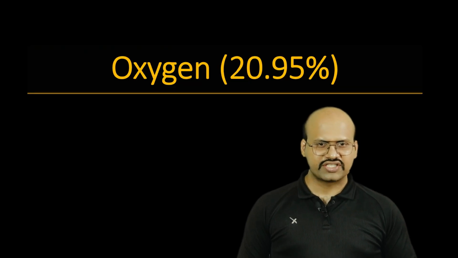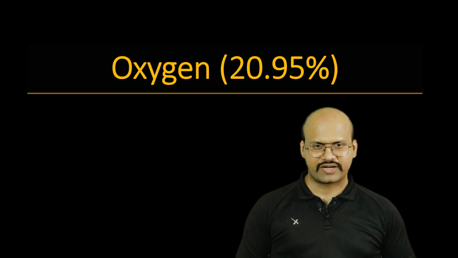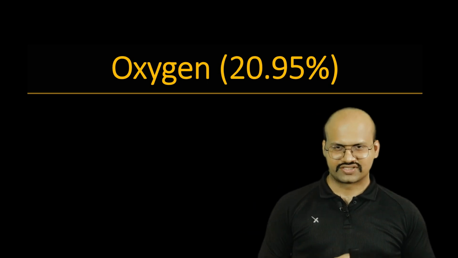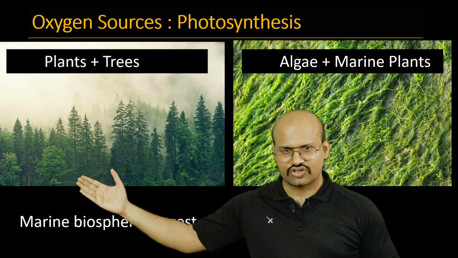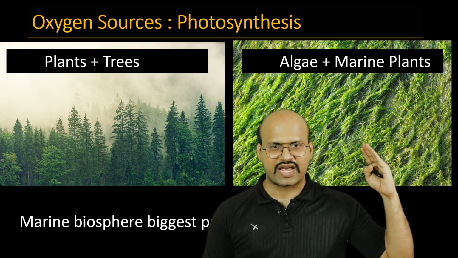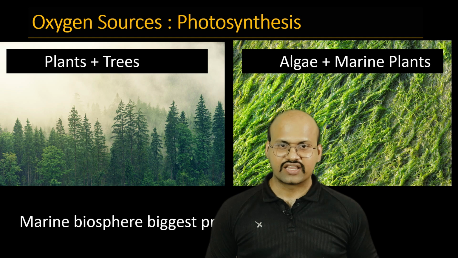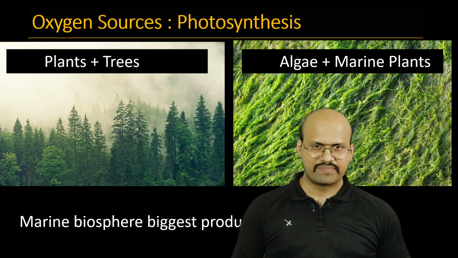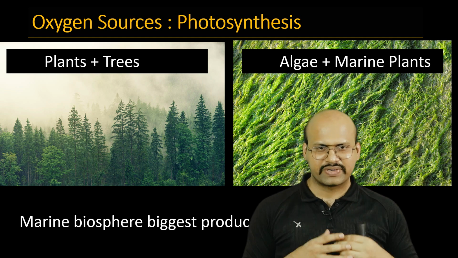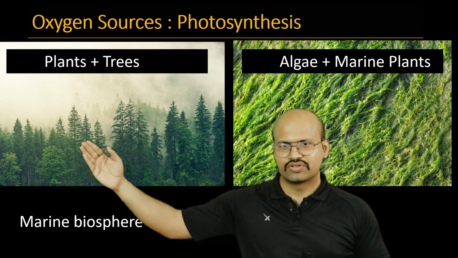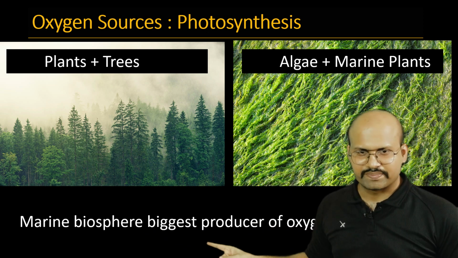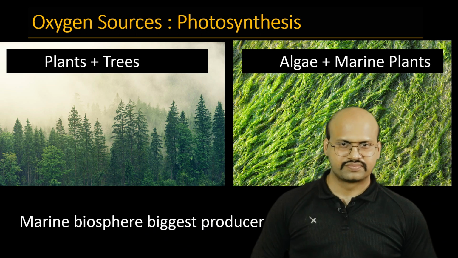Oxygen. Oxygen is around 21% in our atmosphere. And the main source of oxygen is photosynthesis. Plants and trees on land and algae and other marine plants in our sea are the major source of oxygen. In fact, the amount of oxygen added by the algae and marine plants is much higher compared to the oxygen added by plants and trees on land. So the marine biosphere is the biggest producer of oxygen.